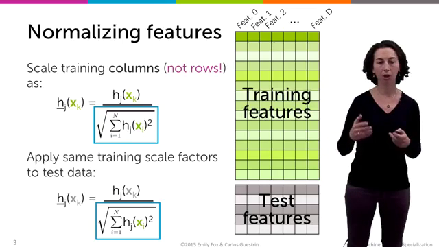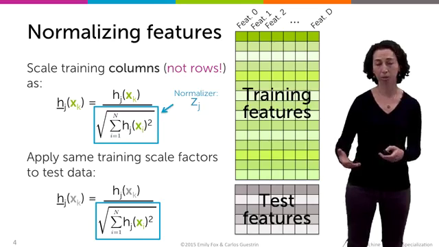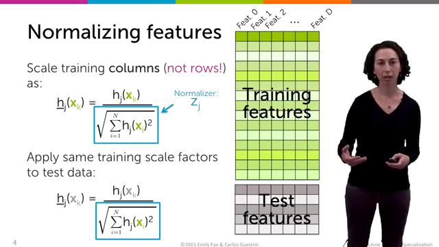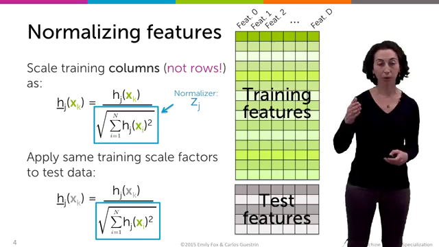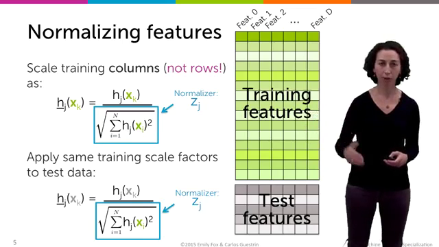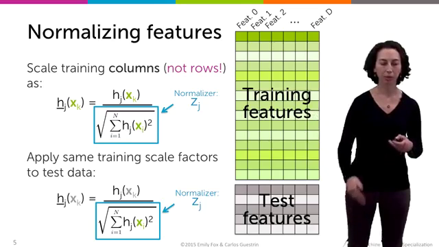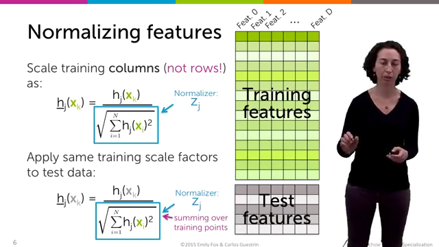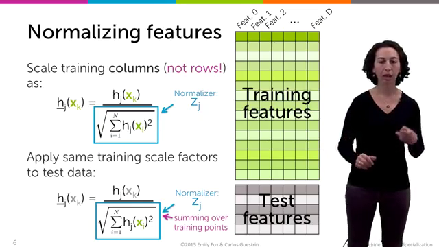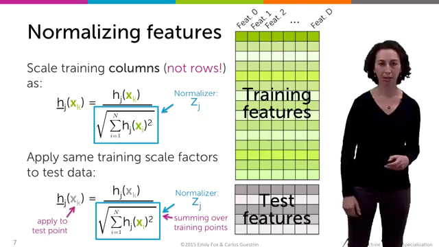And so if we're going to call this normalizer, which we'll use this notation later, Z_j, we're going to divide by exactly the same quantity for each column of our test set. So this same Z_j appears here, where, just to emphasize, we're summing over all of our training data points and doing this operation here, and we're applying it to one of our test data points.